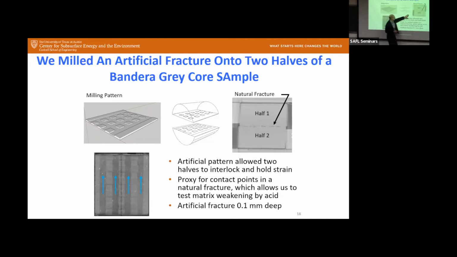When we were trying to make the natural fracture, we basically have like an anvil and a hammer, and you like ping, and then it breaks in half, and every time it breaks differently, and it holds strain differently every time. And so this allowed us to have reproducibility. So, all right, let me look at that again.